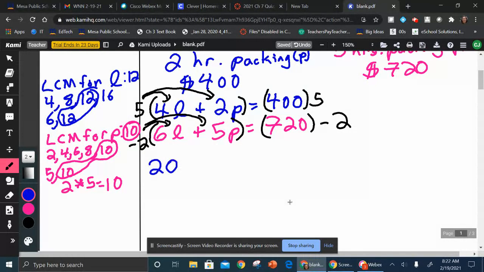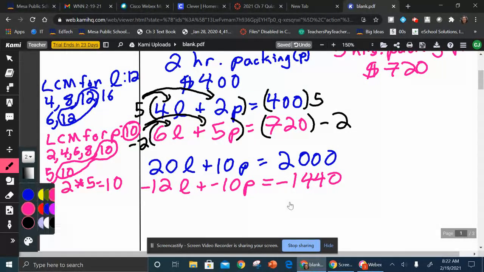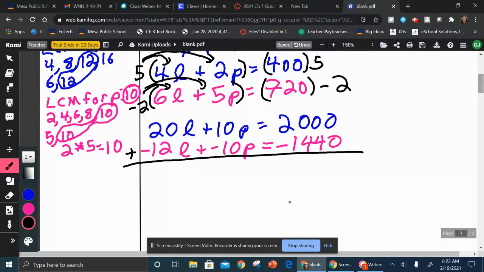So we're going to get 20L plus 10P is equal to 2,000. And then for our other one, we're going to have negative 12L plus negative 10P is equal to negative 1,440. And we're doing elimination, so we're eliminating the packing so we can find the loading rate. So we're going to add those together. I get 8L, and 10P plus negative 10P is 0. And then 560. I'm going to divide each side by 8.